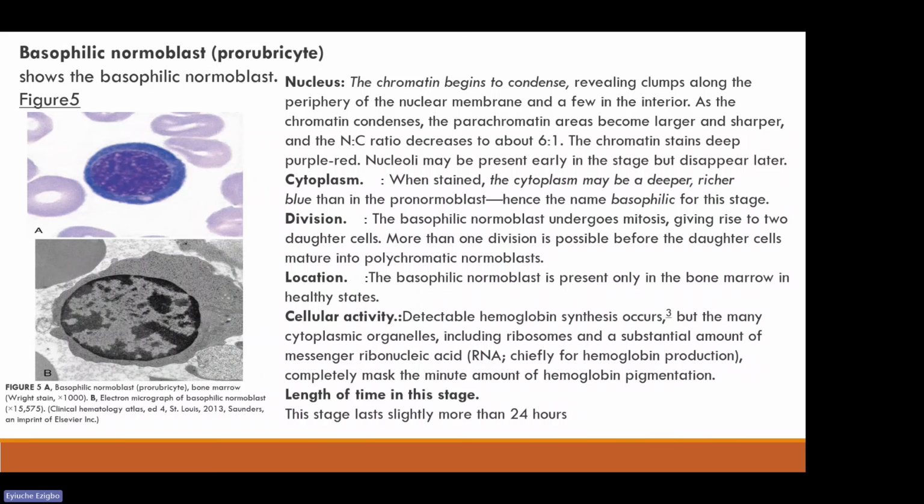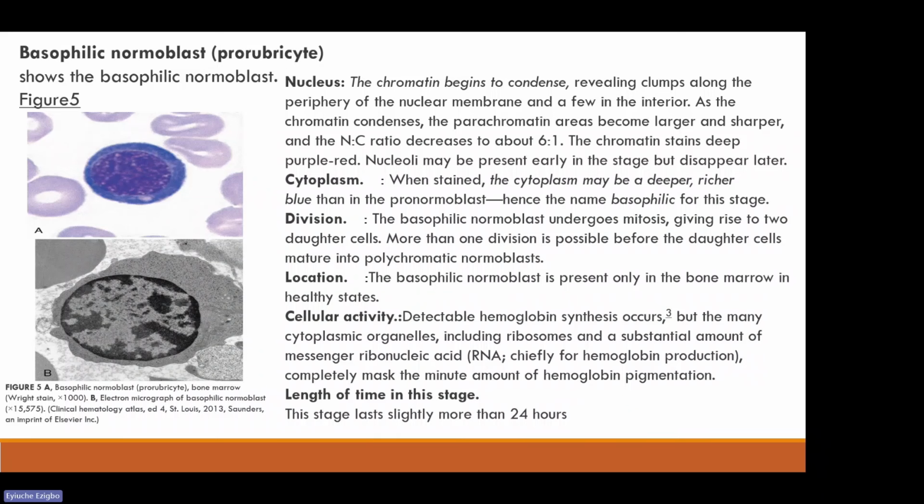As you can see in the microscopic diagram and the electron micrograph of the basophilic normoblast, in the nucleus, the chromatin begins to condense, revealing clumps along the periphery of the nuclear membrane and a few in the interior. As the chromatin condenses, the parachromatin area becomes larger and sharper, and the NC ratio decreases to about 6:1. The chromatin stains deep purple red.